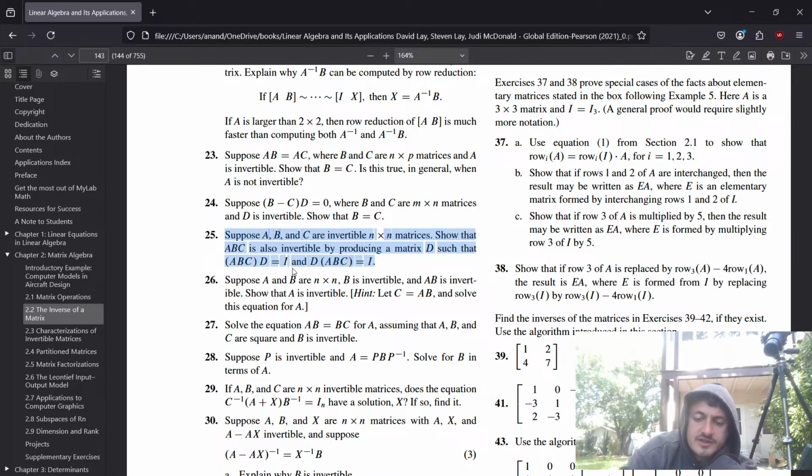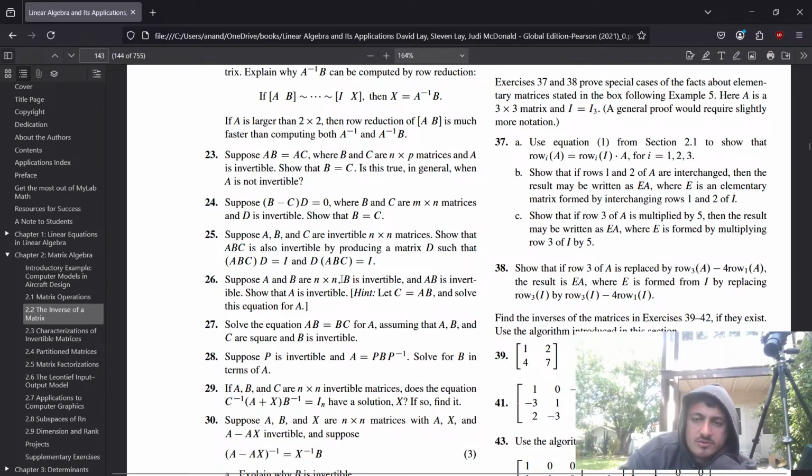That's why it's nice to read all of them at least, because then you have an idea. Suppose A and B are n by n, B is invertible, and AB is invertible. Show that A is invertible. That's pretty good.